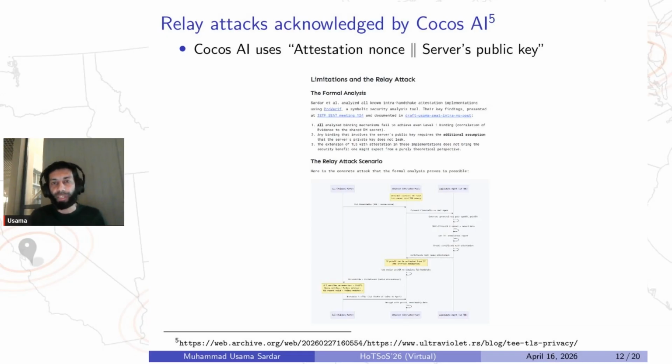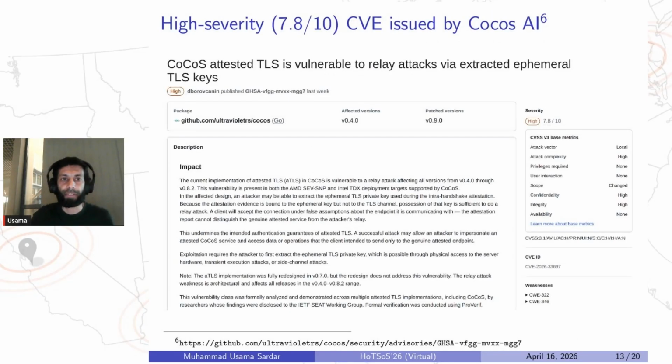So the attacks have been acknowledged by Gogo's AI. That's one of the implementations which were used. They use basically attestation nonce and server public key joined together. And this is one of their blogs where they actually acknowledge our formal analysis and the relay attack.